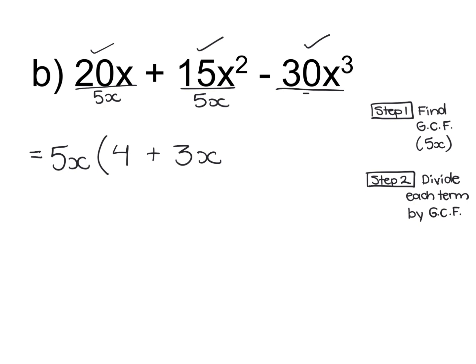Now the last term, negative 30x cubed divided by 5x. Negative 30 divided by positive 5 comes to negative 6. Okay, now let's focus on the variables. x cubed divided by x. Again, we're going to subtract the exponents, the bottom exponent from the top. So x3 and the bottom exponent happens to be 1. So 3 minus 1 is x to the power of 2. So let's put that beside our answer of negative 6. So it's going to be x squared. Close the bracket, and there we have it, our answer.